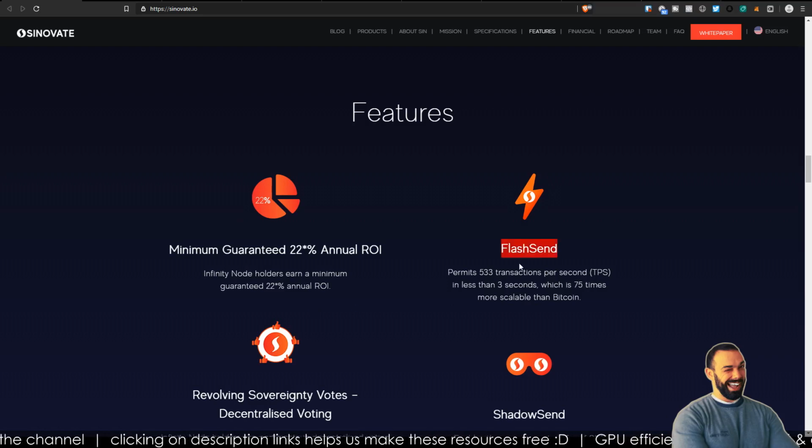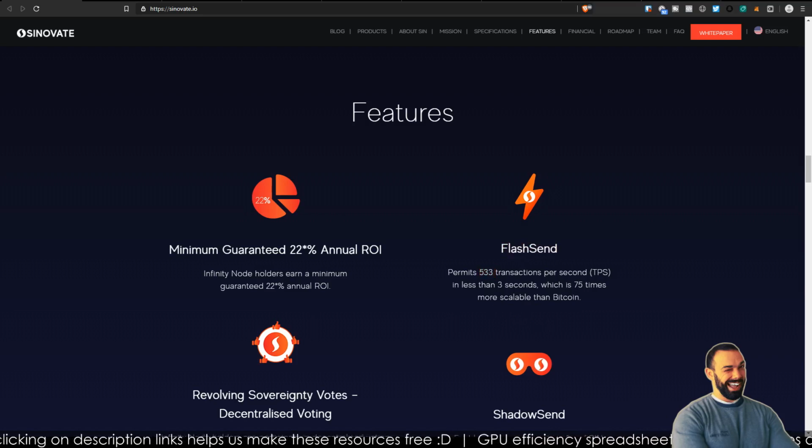Flash send. That's where those 533 transactions per second come from, and apparently they take place in less than 3 seconds, which is pretty awesome. Dash would call this instant send, right? Or variants and forks of Dash would call this instant send. It's very cool that they have something like that built in to be able to receive confirmation fast. Very fast confirmation will help in terms of increasing adoption for commerce, I think. So this is a big deal.